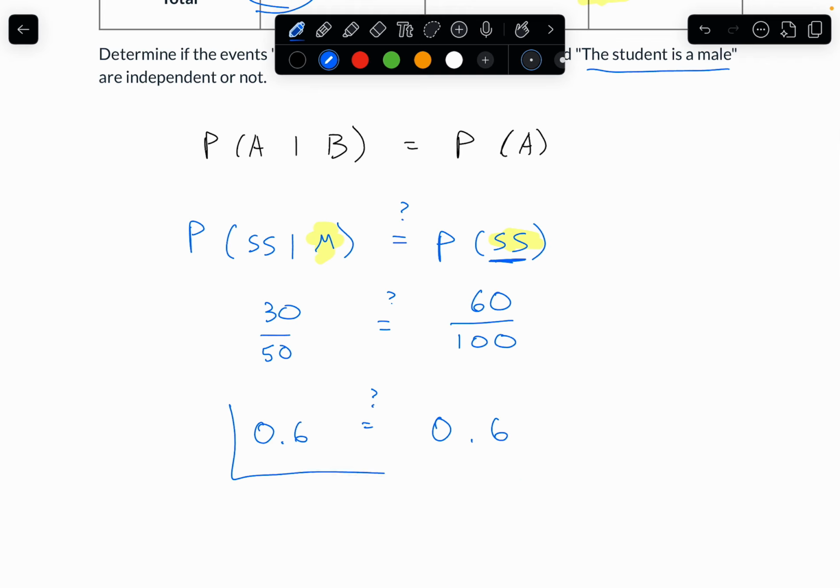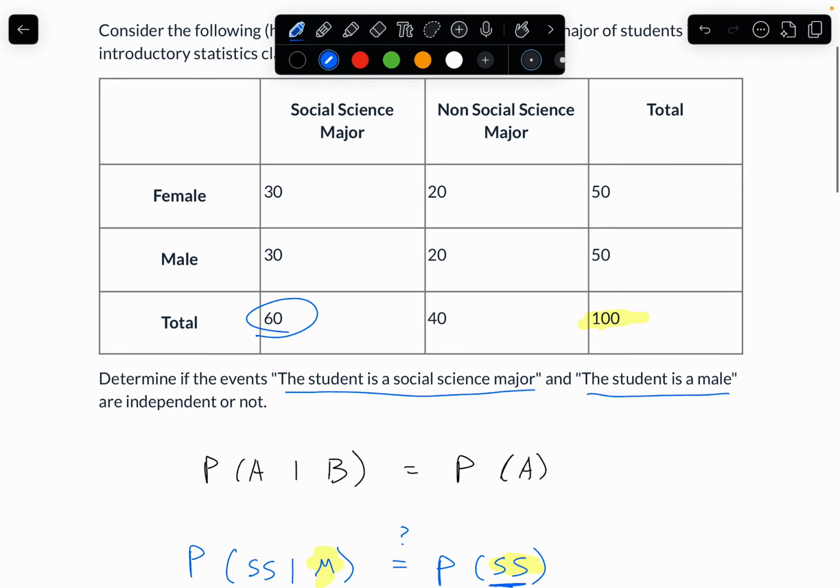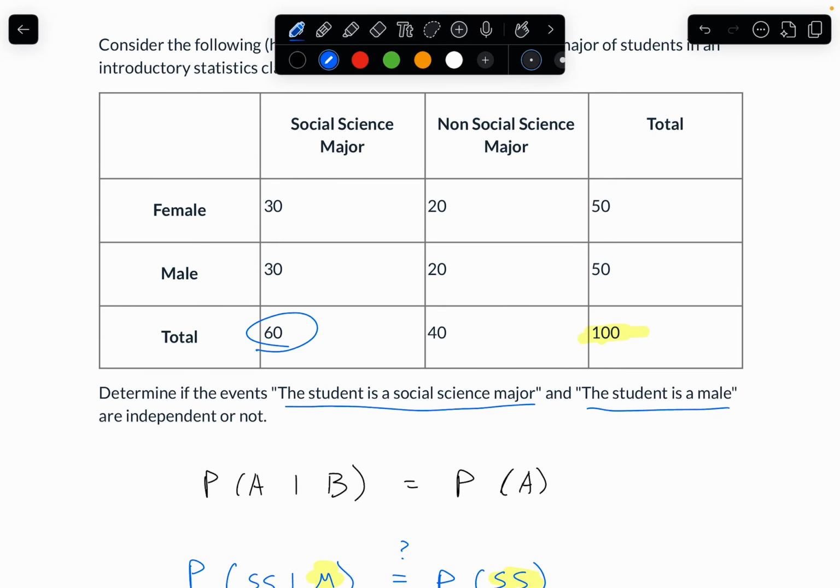So yes, these are in fact equal. We don't need that question mark there. 0.6 is in fact equal to 0.6. That means that these two events are independent. Now, it worked out nicely here because we had this very symmetric and honestly very interesting distribution. I would wager to guess that most of the time if we have just any old arbitrary contingency table, you're not going to see this symmetry and you're probably not going to have independent events, but we did in this hypothetical scenario.